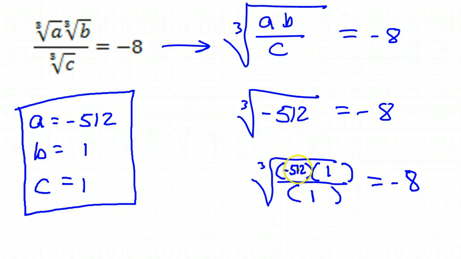Now I could take this 512 and divide it up and make these numbers different in any number of ways, but this is probably the simplest.